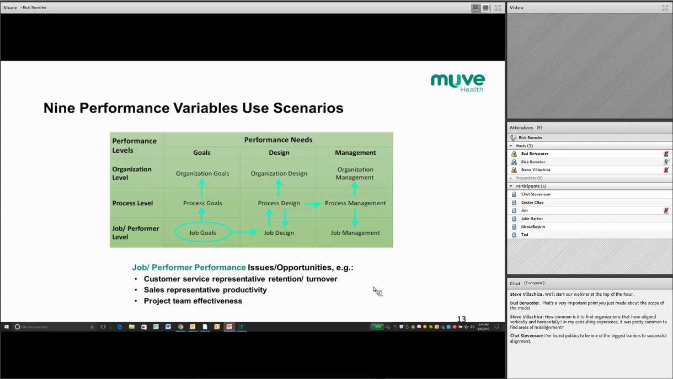So that's kind of the logic trail that I would use in terms of understanding a need or opportunity. But it also feeds into how I go about analyzing as well as designing.